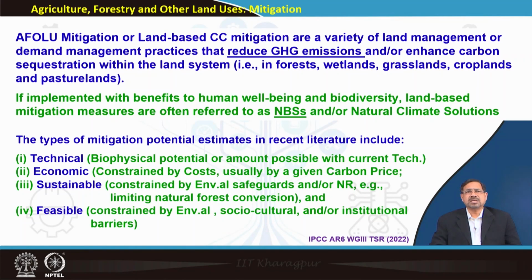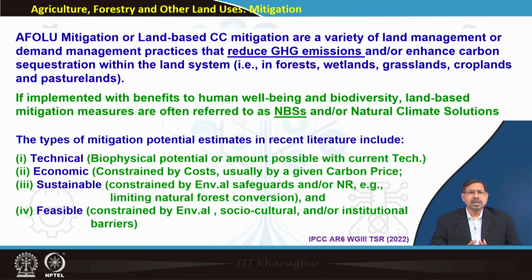So, this is the first type of mitigation potential that is available as far as the recent literature is concerned. The second is the economic. So, economic potential is often constrained by costs. Usually a given carbon price helps. The third is sustainable, constrained by environmental safeguards and or natural resources, for example, limiting natural forest conversion. And the fourth is feasibility. Feasibility is constrained by environmental, socio-cultural and or institutional barriers.